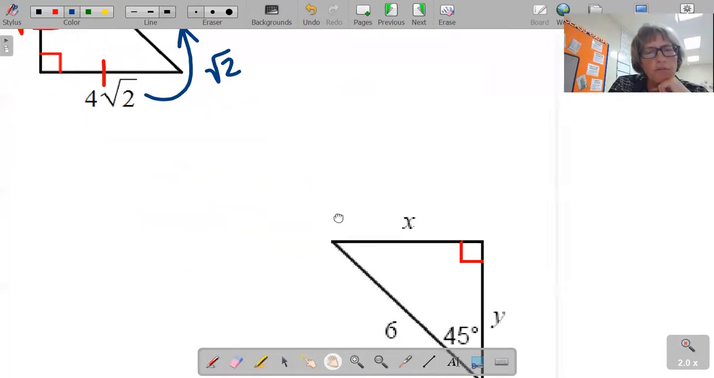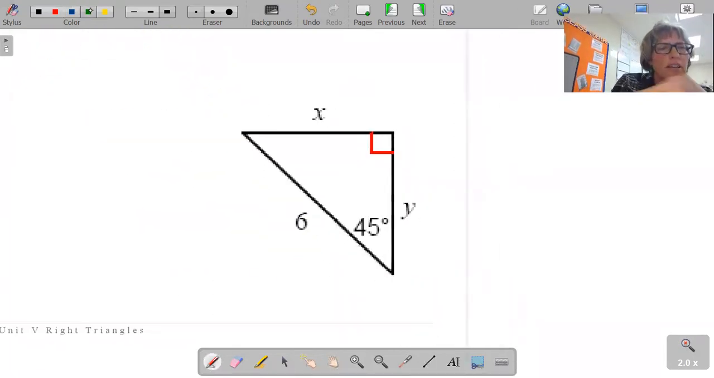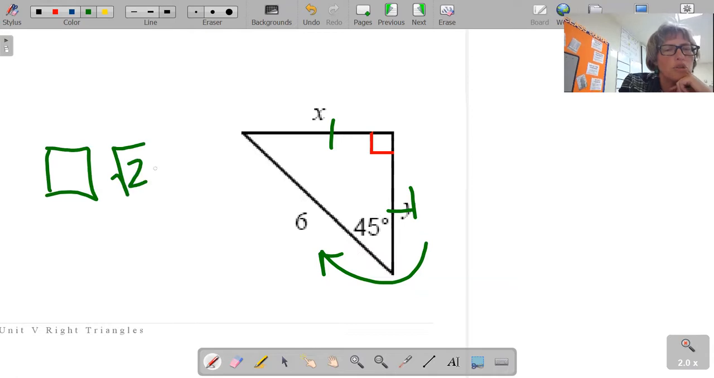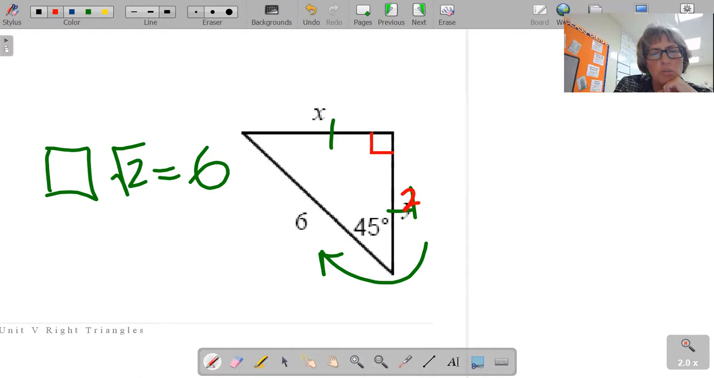Down here, 45, 45, 90, leg, leg, leg, root 2. It reads like this. Something times root 2 is 6. What is that something? That something's going to be 3 root 2. Since the legs are equal, this should also be 3 root 2.